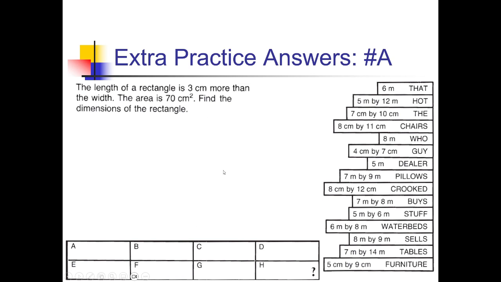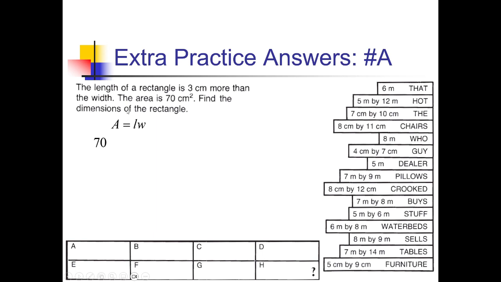All right, here we go with our opening problem, problem A. In this one, we have the length of a rectangle is 3 centimeters more than the width, and the area is 70 centimeters squared. We want the dimensions of the rectangle. Cool. Well, let's start with a formula. We're talking about the area of a rectangle. So I'm going to start with A equals L times W. And for this one, I'm going to start filling in different things based off of what they said in the problem. So they said the area is 70, so I can put 70 in for A.